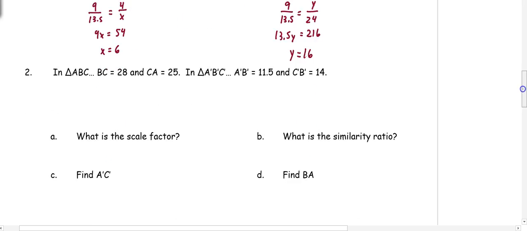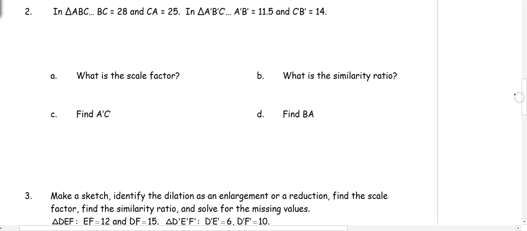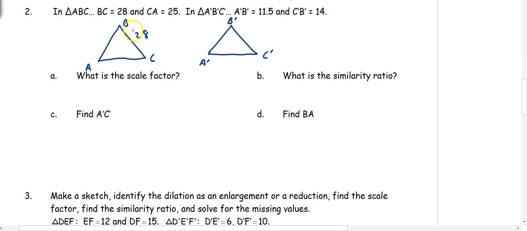So let's look at another example. We're going to again draw our pictures. So we have triangle ABC, and we have triangle A prime, B prime, and C prime. BC has a length of 28, CA has a length of 25, A prime B prime has a length of 11.5, and C prime B prime has a length of 14.